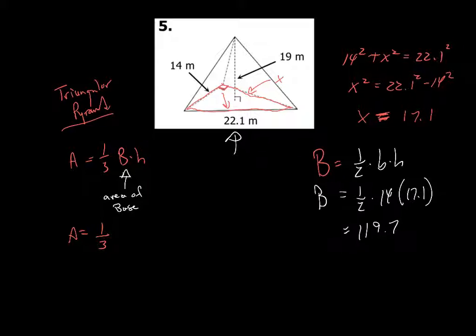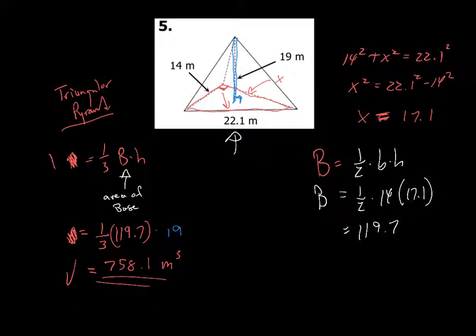So I come back over to my volume. That's 1/3 times area of the base, which is 119.7, times the height of the actual pyramid, which hits the base of the pyramid at 90 degrees. So that's times 19. And again, using order of operations properly, we should yield an answer of 758.1 cubic meters. And that is our volume. I'm sorry, I keep writing area over here. That's a major faux pas. I will correct that. My apologies.